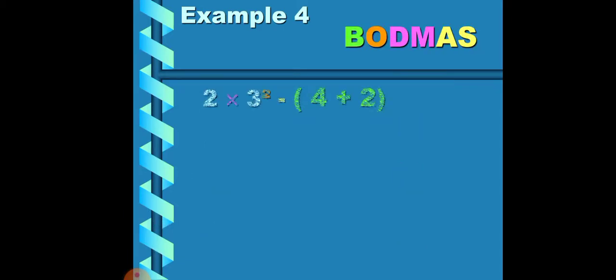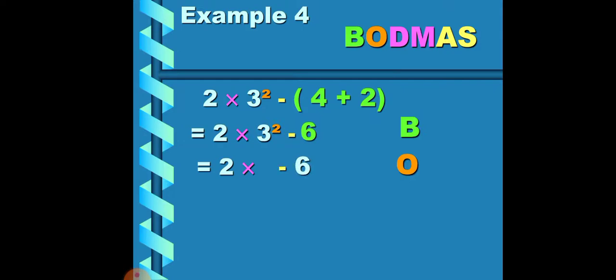Let's discuss another example. This is example 4, and you can see order or the power here also. There is a power on this number 3. So 2 multiplied by 3 raised to the power 2 minus, within bracket you got 4 plus 2. Now according to the rule, you have to first of all solve whatever is there within the bracket, within these parentheses. So 4 plus 2 will give you 6. Now in the next step, you have to go for the order or for the power. So we have expanded the power here.